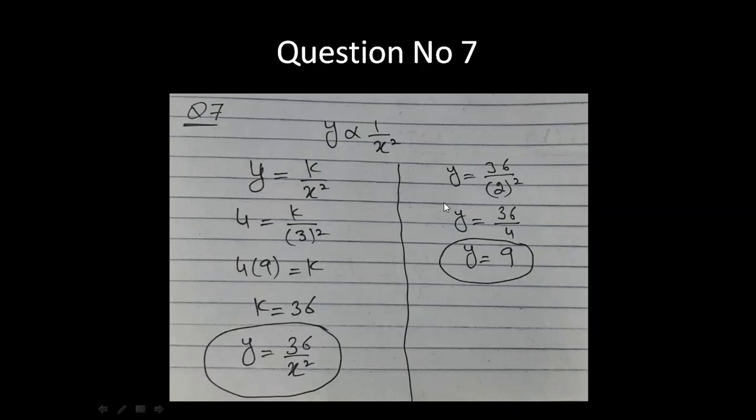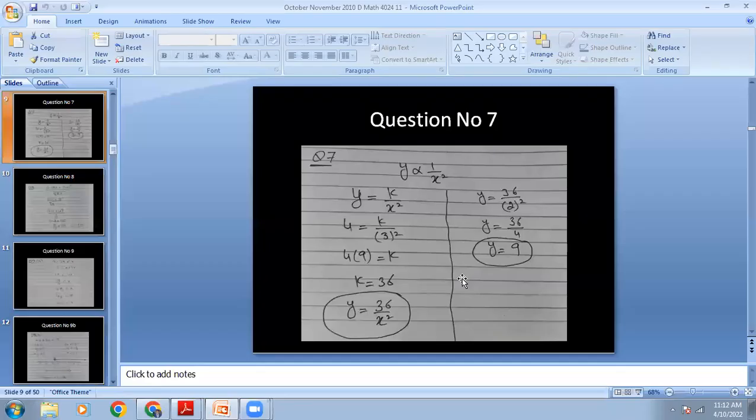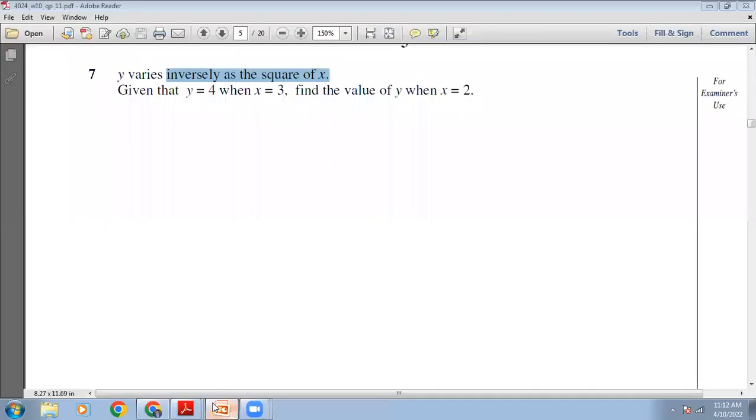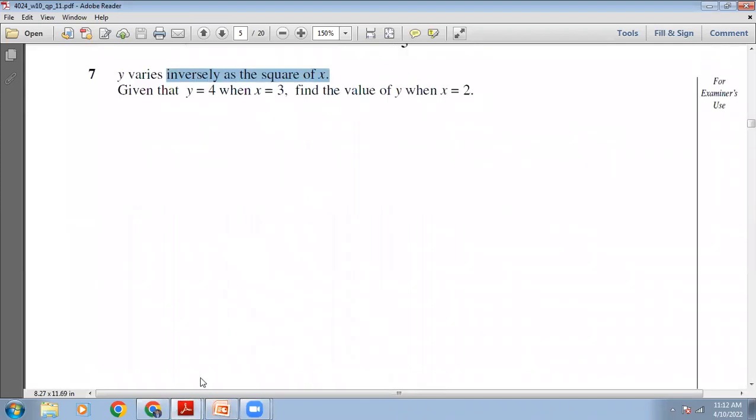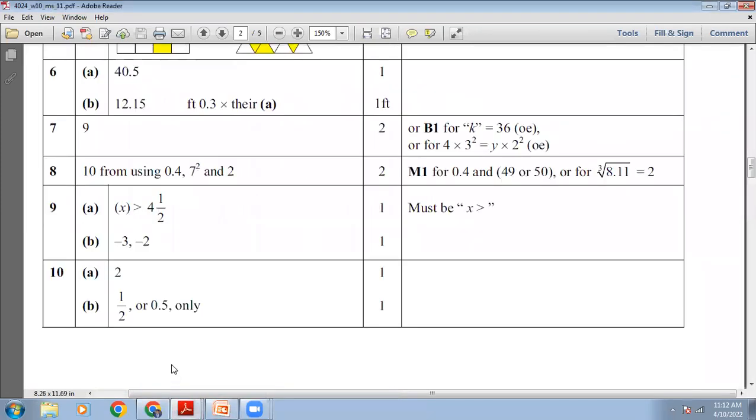Their question is, what will be the value of y if the value of x is 2? So y equals 36 by 2 square. So y equals 36 by 4, and y will be equal to 9. Y equals 9 is the right answer, sir.